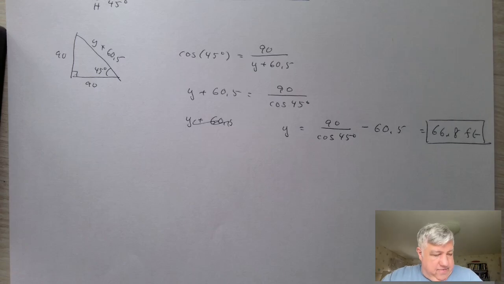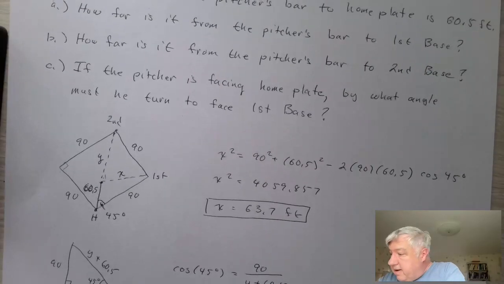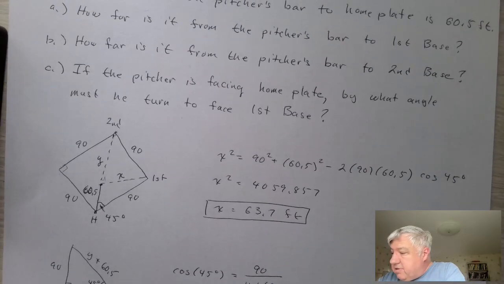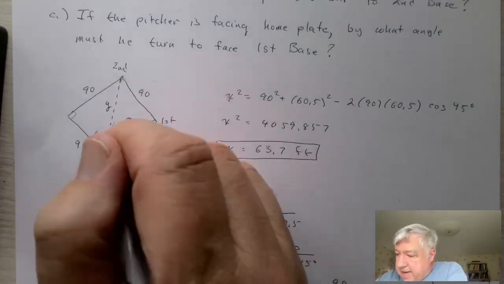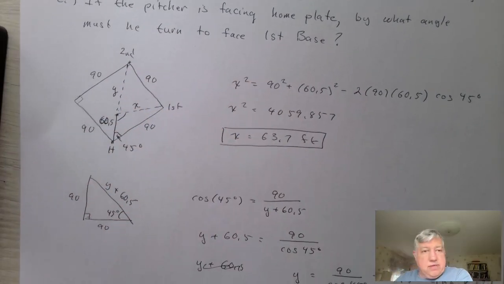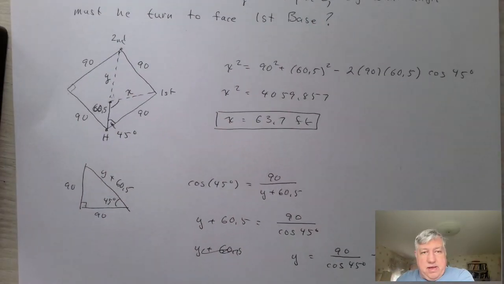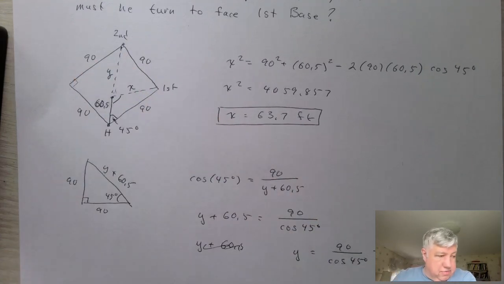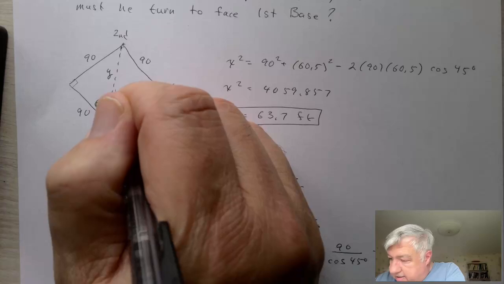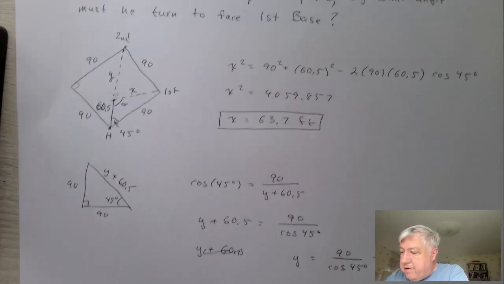Finally, we want to find, if the pitcher is facing home plate, by what angle must he turn to face first base? Well, that's this angle right here. That's what we're trying to find, the angle the pitcher would have to turn. I don't know what you want to call this. I guess we'll call this alpha. We can use whatever Greek letter we want.